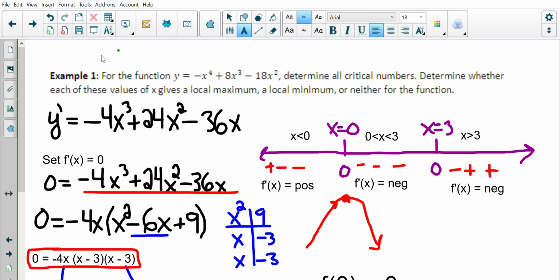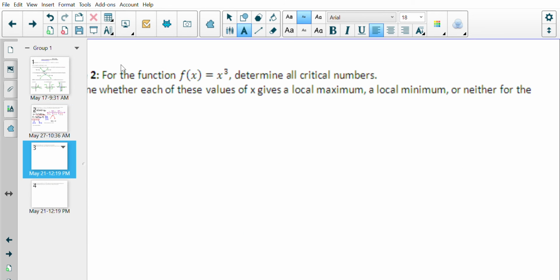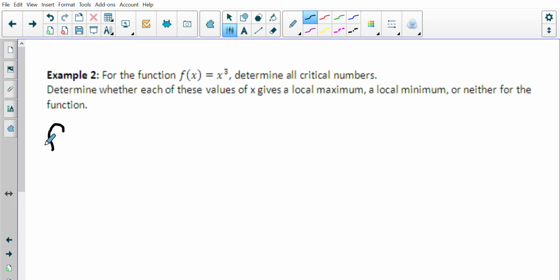All right. Now let's try another one here. Try to throw some different examples at you. For the function x cubed, determine all critical numbers. Determine whether each of these values of x gives a local max, local min, or neither. All right, so once again, I'm going to find my derivative. Same steps here. This one's easy. It's just bring the 3 down. We get 3x squared.